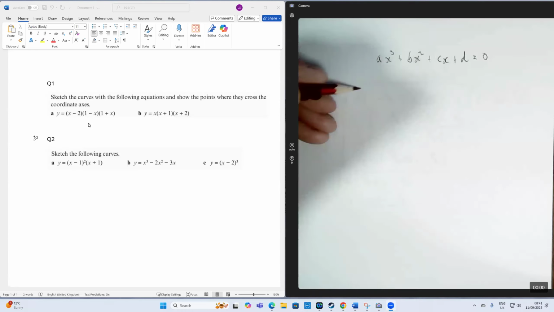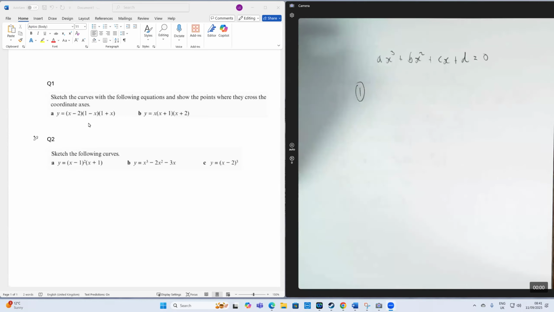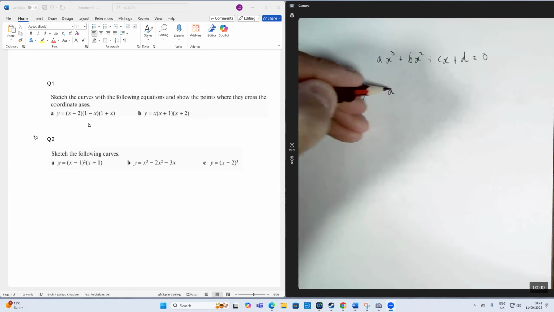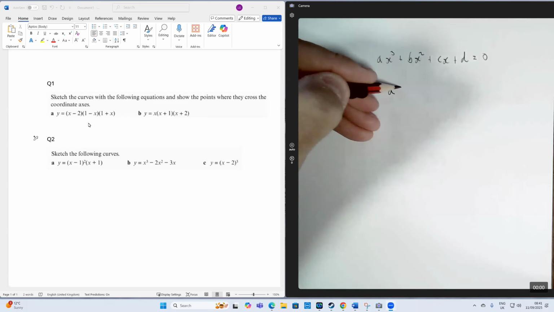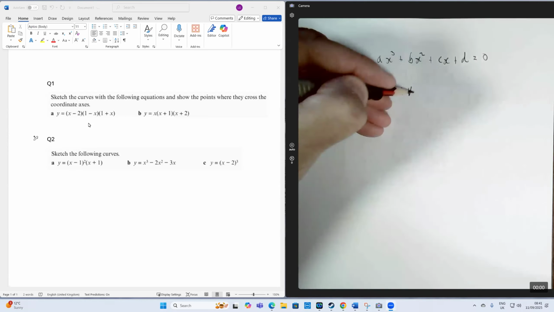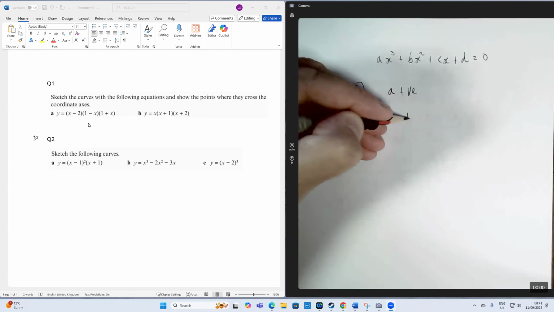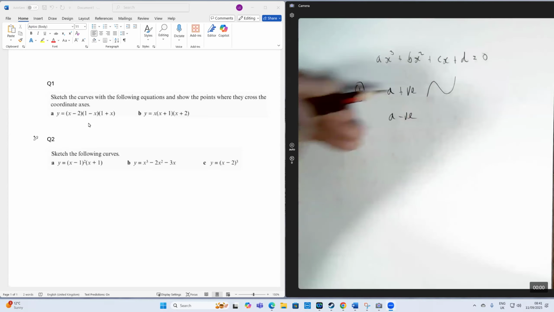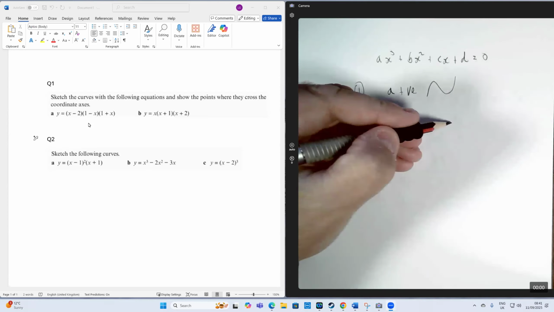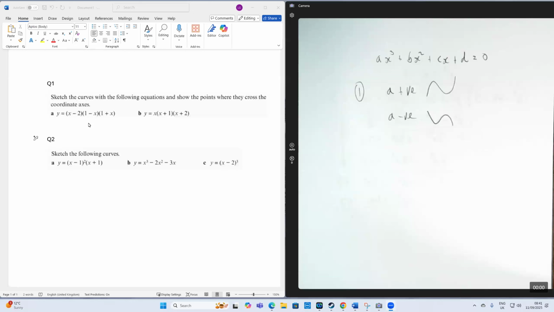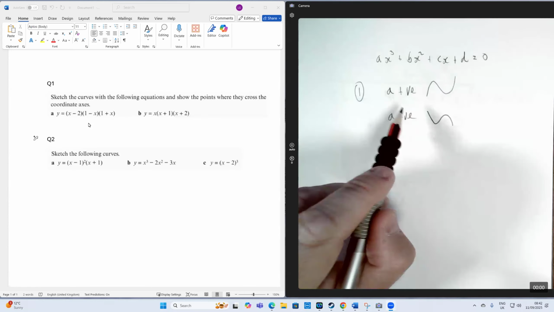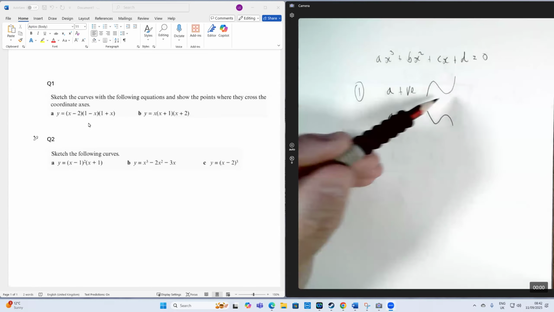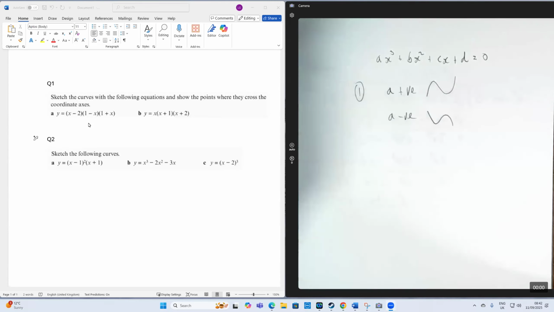Now, the first question, number one, that I like to ask myself is: the coefficient of the a that's in front of the x cubed, is it positive or is the a negative? Because if the a is positive, the cubic's going to have that kind of shape. And if the a is negative, the cubic's going to have that upside down kind of shape. So that's our first question. Is the coefficient in front of the cubic term positive or negative? If it's positive, it will be that way up. If it's negative, it will be that way up.